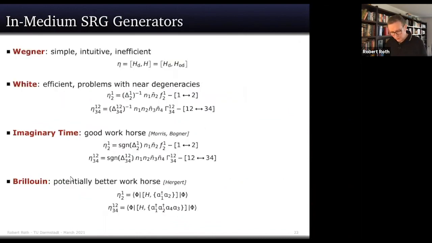Now, if you want to do that, you need a generator. And now you can really design many, many fantastic generators. I will not discuss them, just the simplest one to give you an idea. And that goes back to Wegner, he is a condensed matter person in Heidelberg. And he's co-inventor of the SRG, and he used it in a condensed matter context. And this idea is super simplistic. I choose eta to be the commutator of the diagonal part and the off-diagonal part of the Hamiltonian.